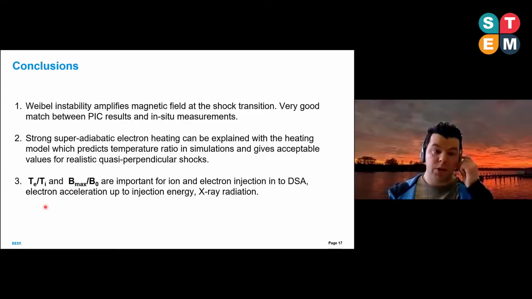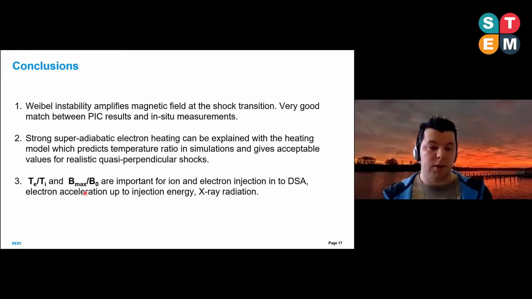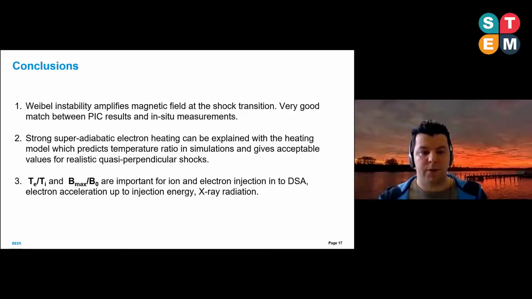And just to note that both this temperature ratio and the magnetic field inside the shock are very important for diffusive shock acceleration, for cosmic ray production, and for the production of energetic particles in the Earth's vicinity, or by the bow shocks of some other planets.